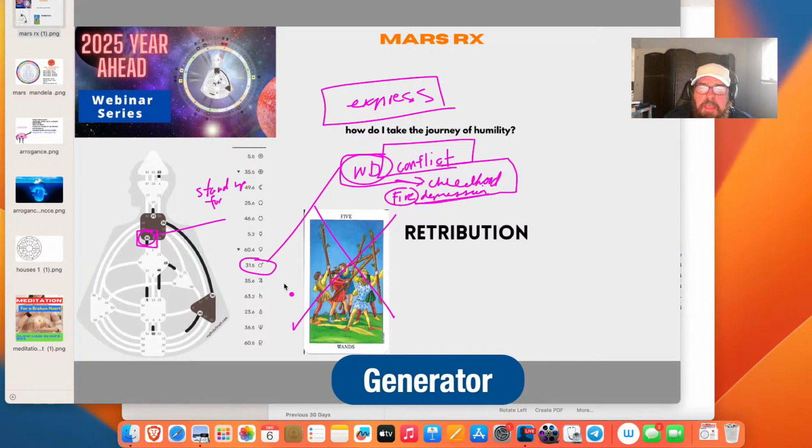So this is saying that you need to make an effort now with Mars retrograde, because you're not going to be able to bury these emotions, this anger that's going to come up. You're not going to be able to bury it. It's telling you that it's time to express yourself, to express your truth.